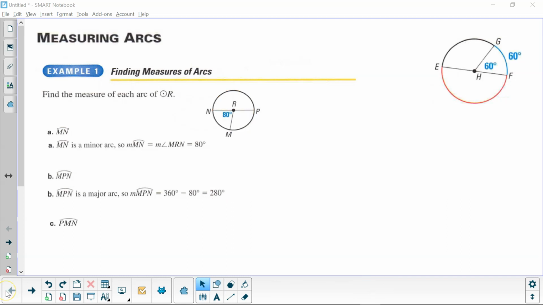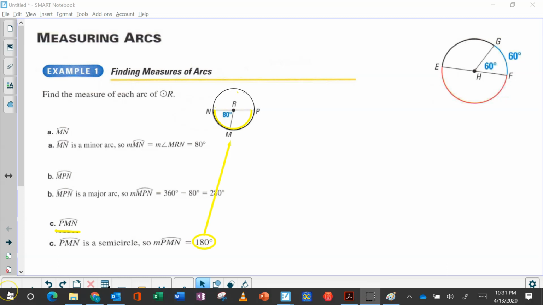Finally, what if we consider arc NMP or PMN? Same thing. Let me highlight it in yellow. Right off, we can recognize that is a semicircle formed by the diameter. Semicircles are always equal to 180 degrees.